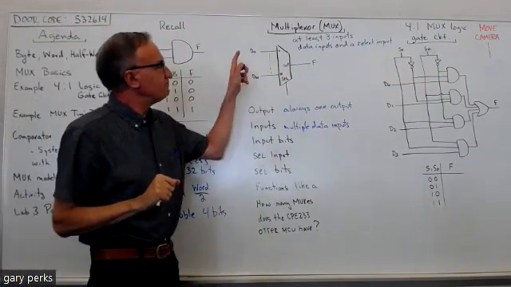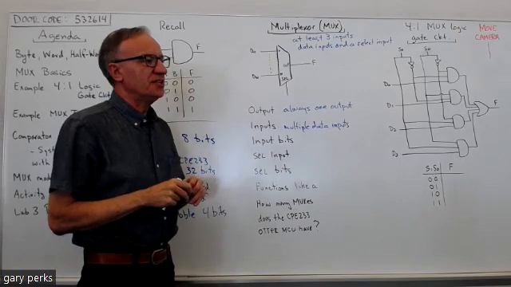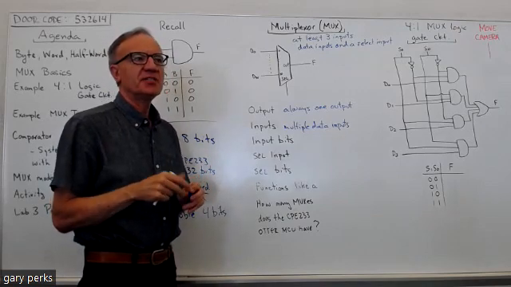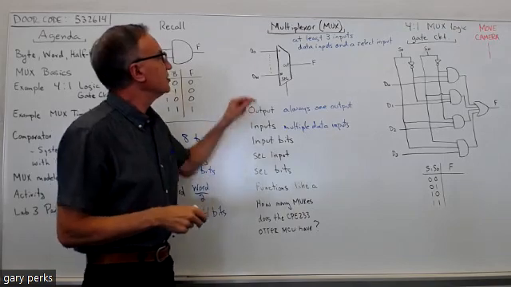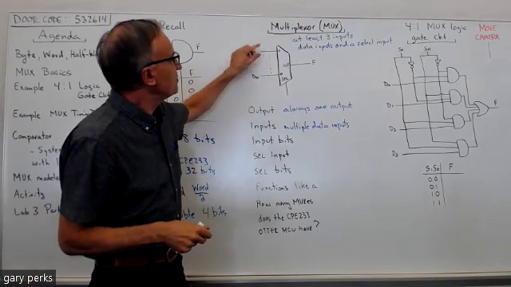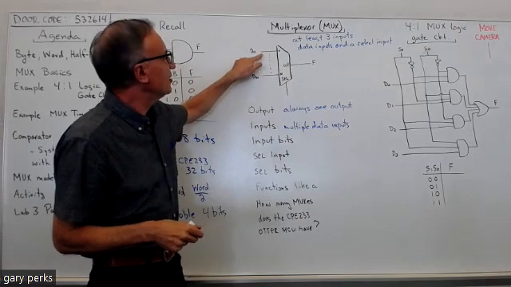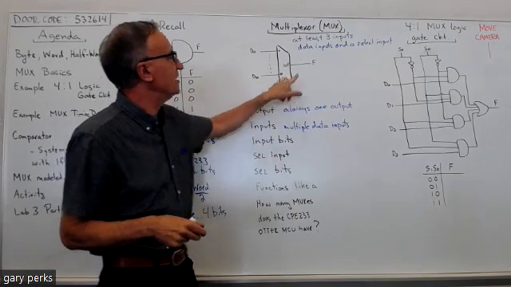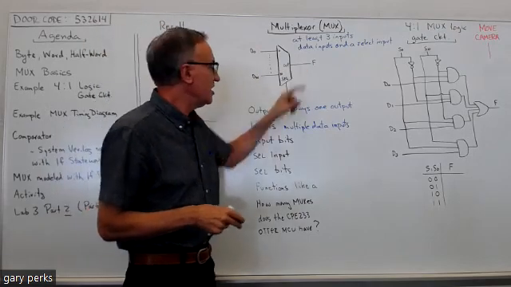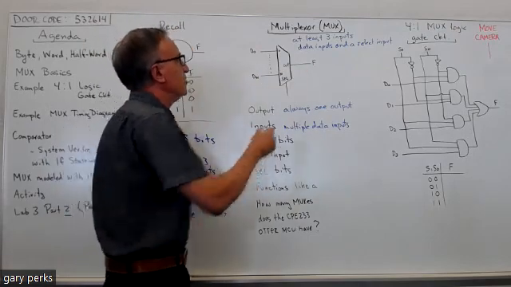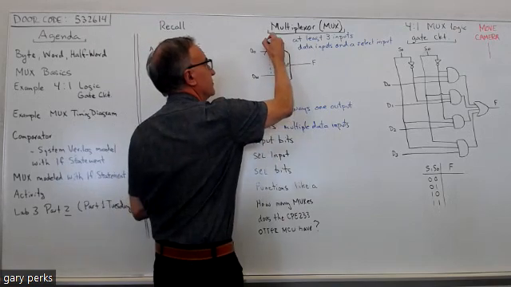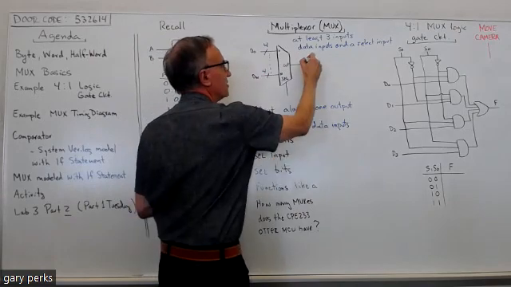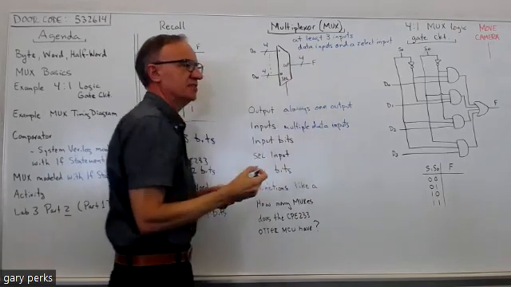Now, also, the data inputs as well as the output can be multiple bits. So the way I drew this, because I didn't put a slash with a number, this would be a single bit. All these data inputs would be single bit, and this output would also be single bit. But you could have a MUX where each data input is 4 bits. And if each data input is 4 bits, the output would also be 4 bits.